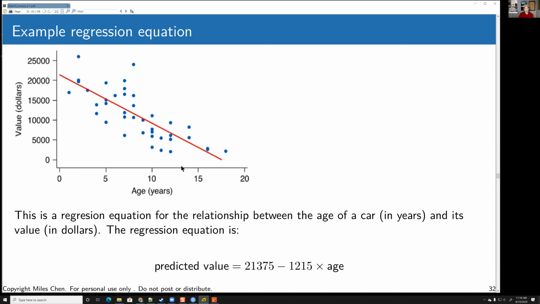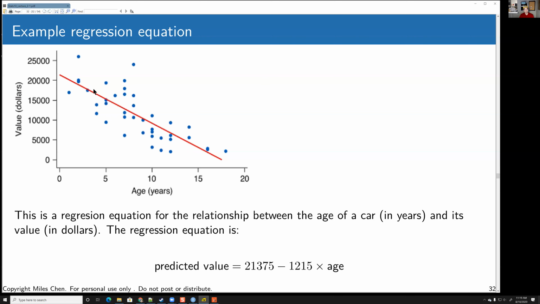Okay, so here is an example of a regression equation that could be created, right? It looks like we're looking at used car information, and I think this is made up data, but we can pretend it's real, okay? We're looking at the relationship between the age of a car and its value in dollars. And the regression equation is this. We predict the value of the car to be 21,375 minus 1215 times age, okay?